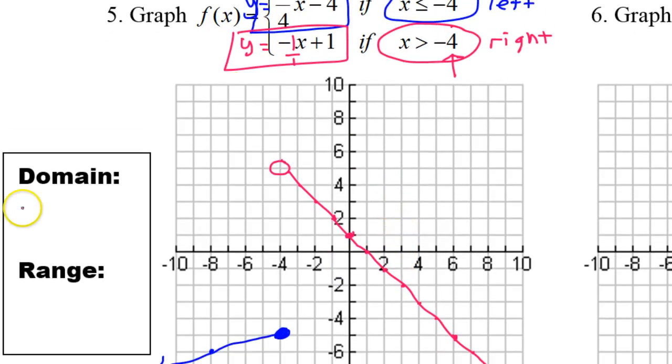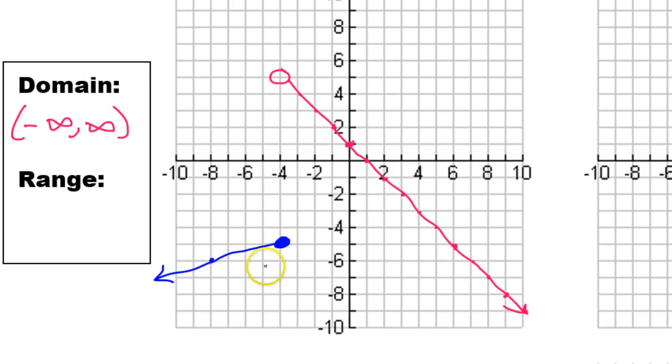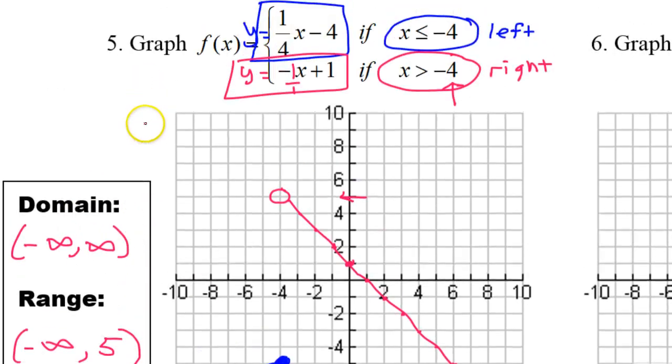Now the domain is still going to be negative infinity to positive infinity. The range is y values, so bottom to top. This goes down forever, so negative infinity. And it goes up to a height of 5. All right, this is the top value at 5. So I'm going to put 5. Now because this is an open circle, I'm going to use a parenthesis instead of a bracket. So that's it for this piecewise function.